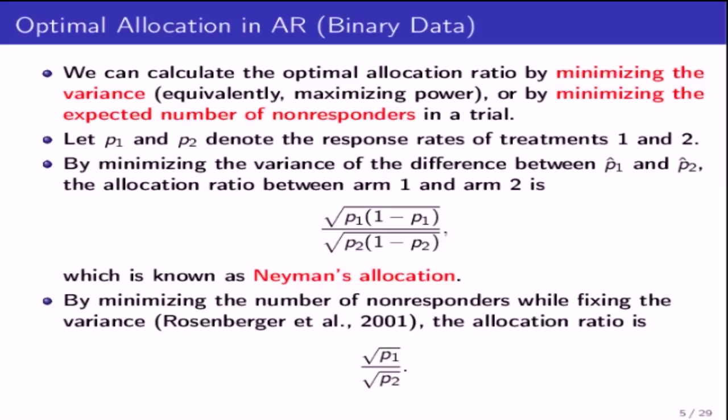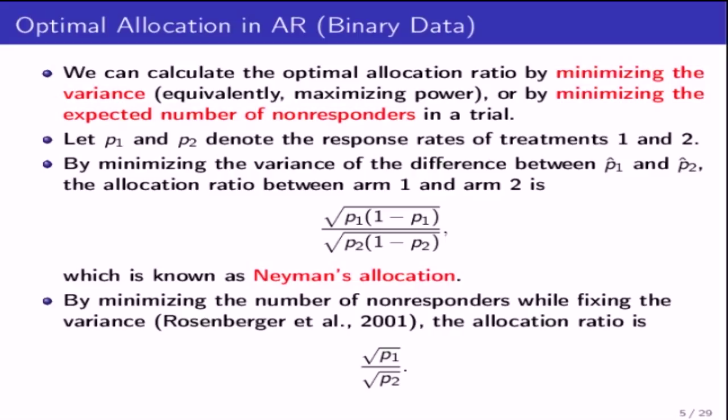Recently there has been another class of adaptive randomization which tries to target an optimal allocation ratio. One way is to minimize the variance, which is also equivalent to maximizing power. And another way, proposed by Rosenberger and other authors in 2001, is to minimize the number of non-responders in the trial.